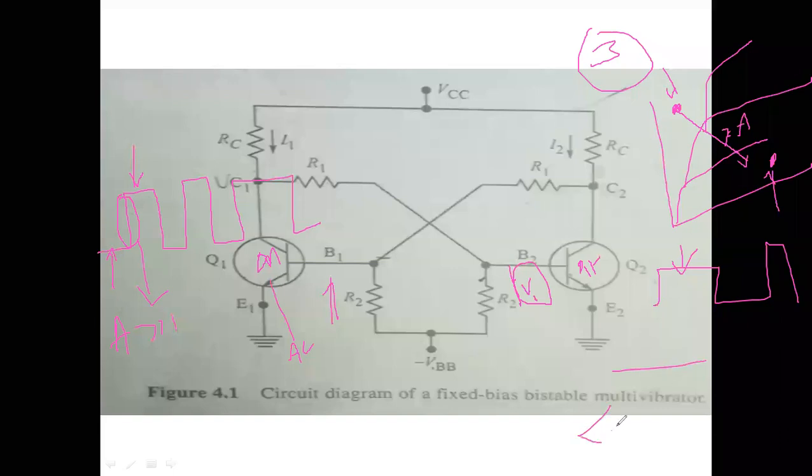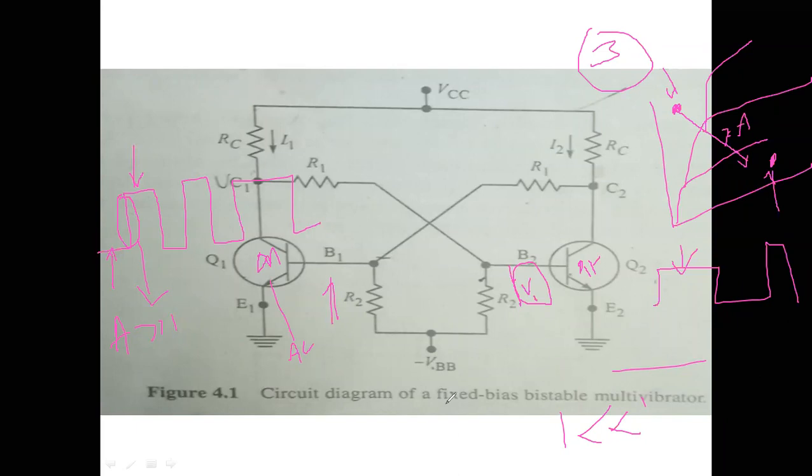You may get this bit in the online exam. They may ask, so you have to read the question very carefully: what is the loop gain of a bistable multivibrator under stable state? Under stable state, the loop gain should be less than 1.